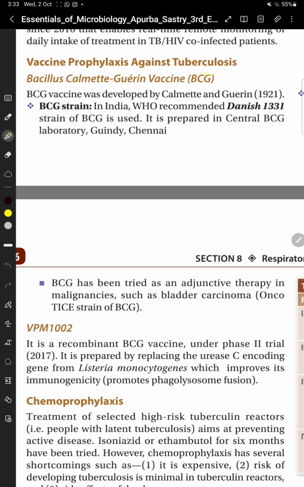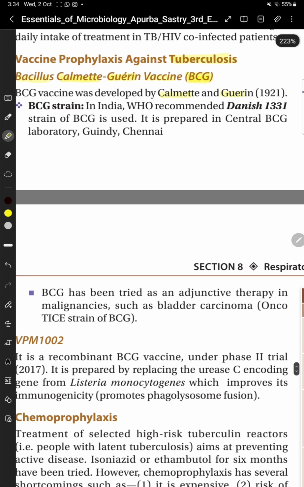The topic is BCG vaccine. It is vaccine prophylaxis against tuberculosis. The full form of BCG is Bacillus Calmette-Guerin vaccine. BCG vaccine was developed by Calmette and Guerin in 1921.